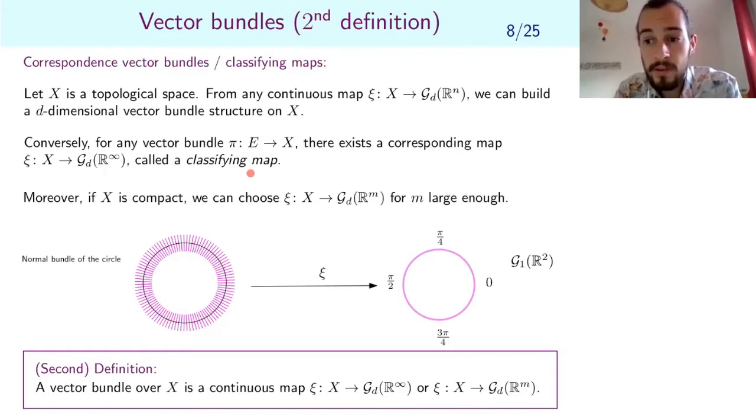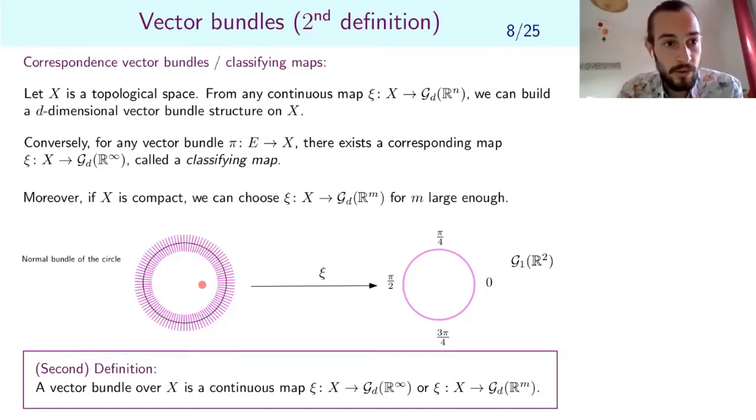What is nice for us in practice is that if X is compact, this classifying map can be chosen to go into the Grassmannian GD of Rm for m large enough. Okay, so an example: the normal bundle of the circle, the map Xi that corresponds to it, one of them, is the following. So G1 of R2 goes from 0 to pi. It is a set of lines of the plane, and you can map the first line here to 0, because it has angle 0. Then you go around the circle. Here you have an angle of pi over 2. So you go here, and then 0 again. So this map Xi winds around the Grassmannian 2 times. Okay, and this is a map that totally describes the vector bundle.